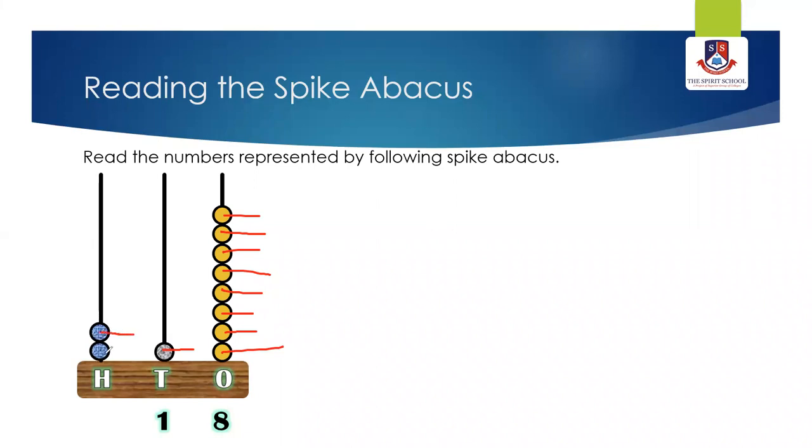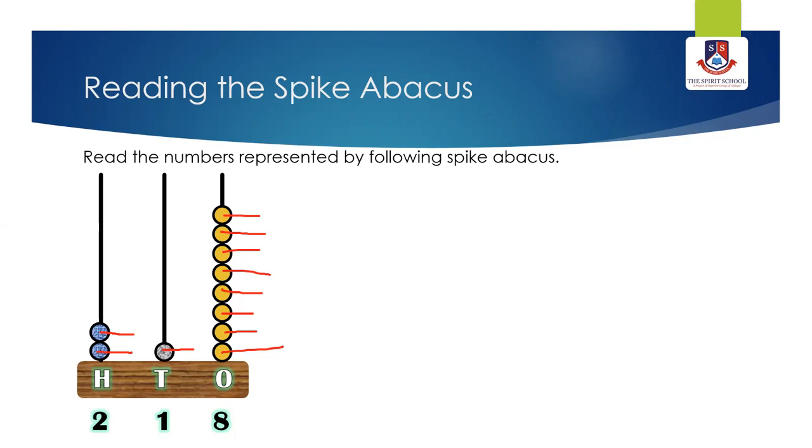Here is the first spike, and here is the second spike. So we can say that two beads are there at the hundred spike. So the digit representing this number at the hundred place is two. So here it is 2. So the number represented by this spike abacus is 218, which means two hundreds, one ten, and eight ones, forming the number 218.